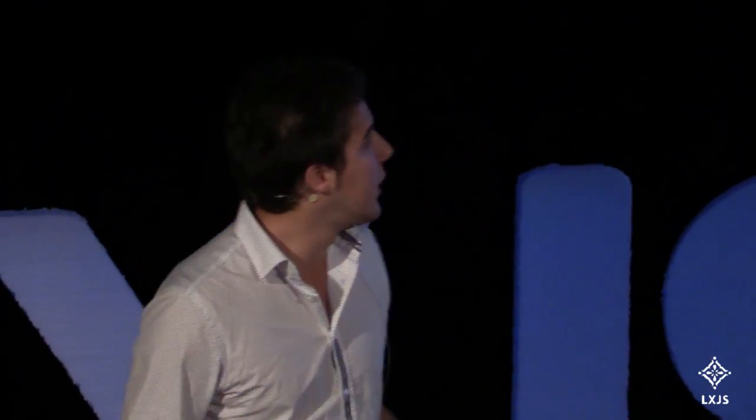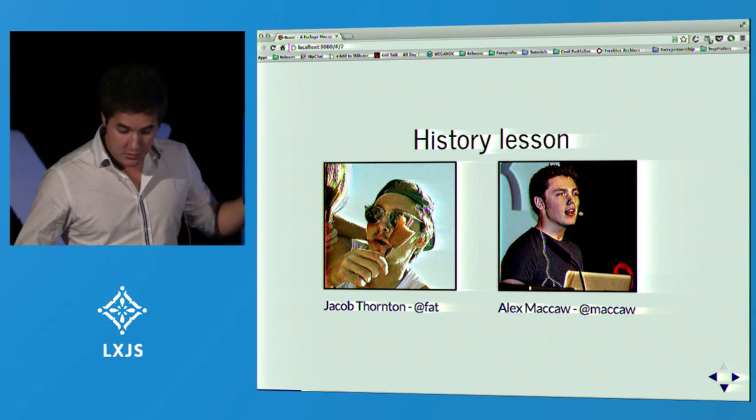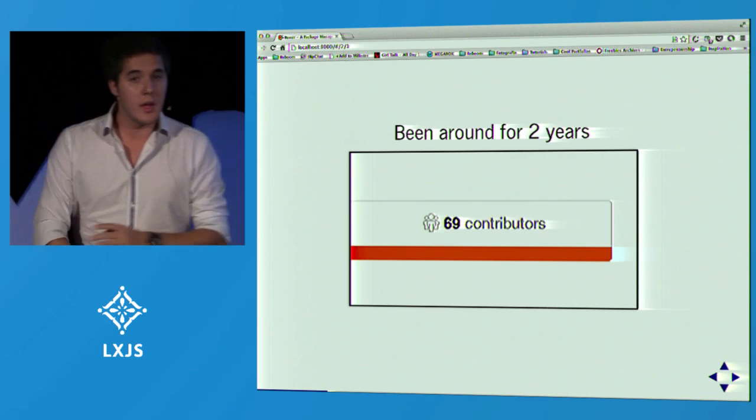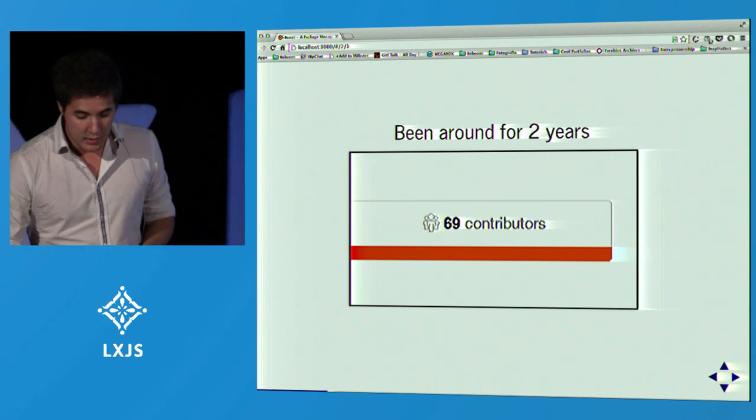So let's talk a little bit of history about Bower. Bower was started by these two guys, Jacob Thornton and Alex MacCaw. You probably know them for another project. I don't know if anyone has ever heard of it, Twitter Bootstrap. It has been around for 2 years and currently has 69 contributors.